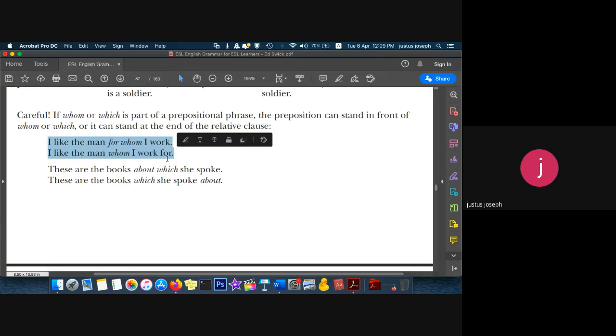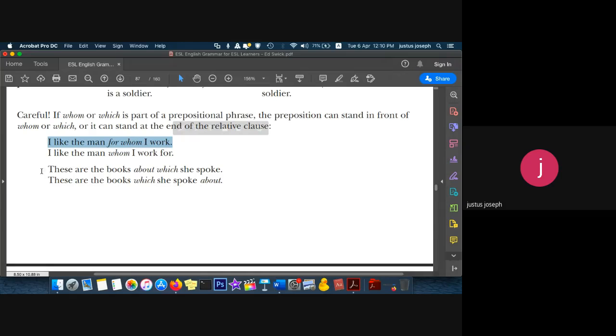The second sentence is wrong because it ends with a preposition. What is the preposition here? Anyone would like to answer? For. The word is for. For is the preposition, which is wrong. So we will not use the sentence as per the rule. In formal English, you are not supposed to write like this. The correct way to write the sentence will be, I like the man for whom I work.